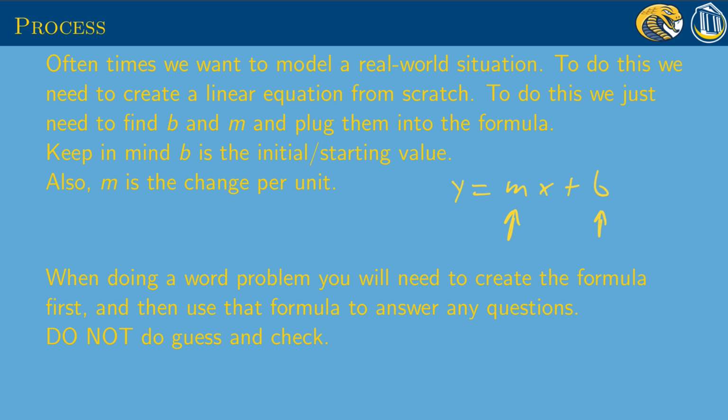Keep in mind, b is our initial value. It's where the function starts. And m is the rate of change. It's how much we go up by for each step we take in the x direction.